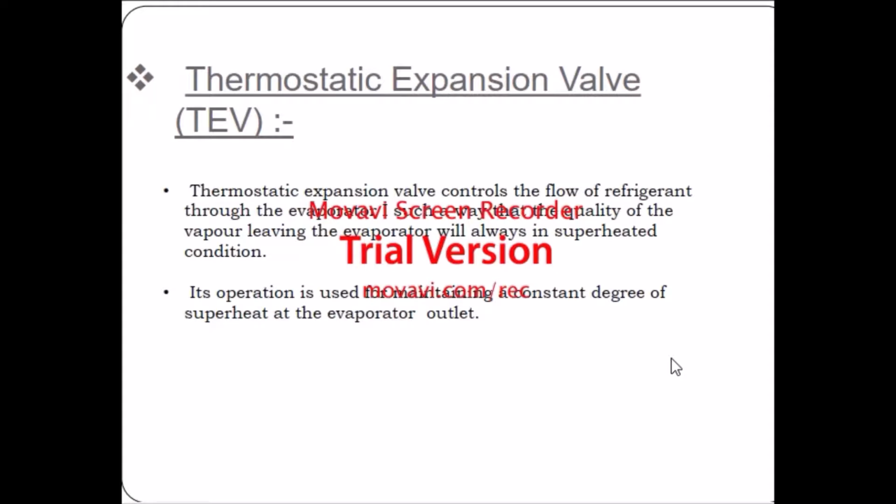Okay, now we go to the thermostatic expansion valve type. So what is the thermostatic expansion valve? The thermostatic valve controls the flow of refrigerant through the evaporator in such a way that the vapor leaving the evaporator will always be in a superheated condition. So we can control the condition of the refrigerant to always be superheated. Its operation is used for maintaining a constant degree of superheat at the evaporator outlet.